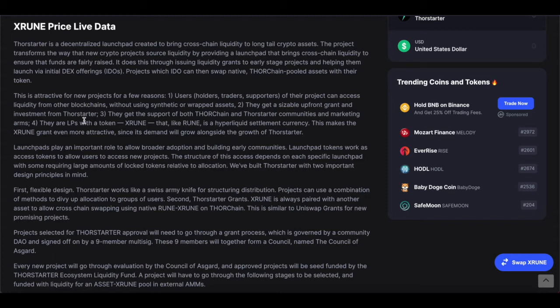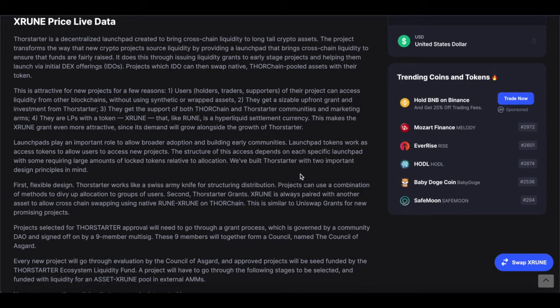For one, users, holders, traders, and supporters of the project can access liquidity from other blockchains without using synthetic or wrapped assets. They get a sizable grant and investment from Thorstarter. They get the support of both the Thorchain and Thorstarter community and marketing arm. So this makes X-Rune grants even more attractive, since its demand will grow alongside the growth of Thorstarter. It's a launchpad that plays an important role to allow broader adoption and building early communities.